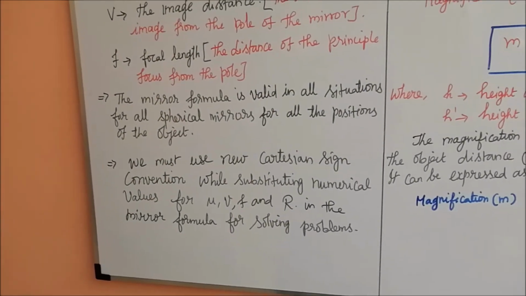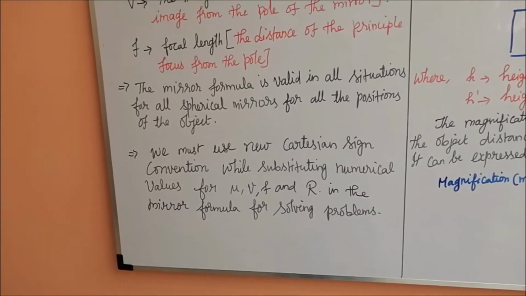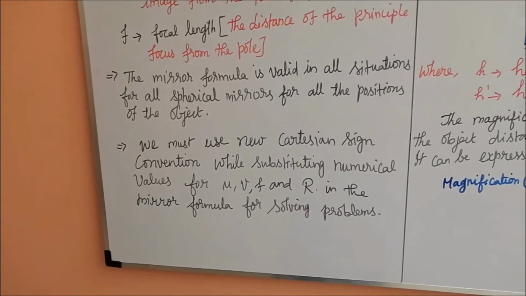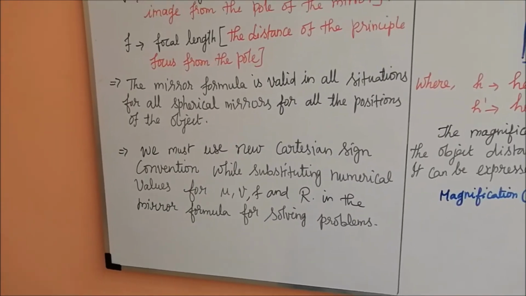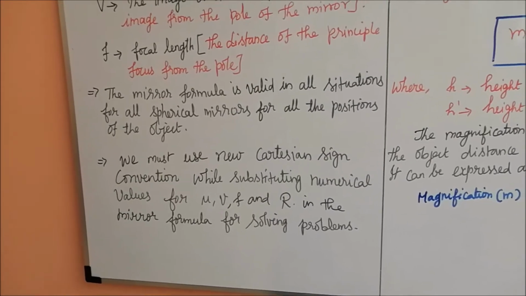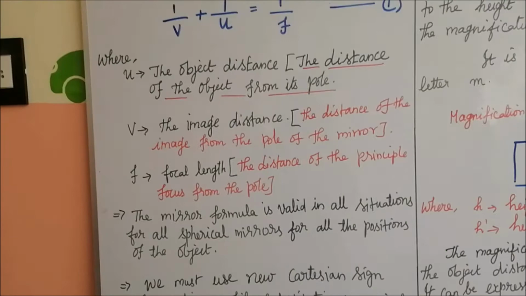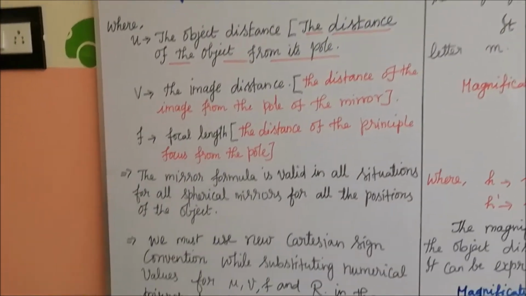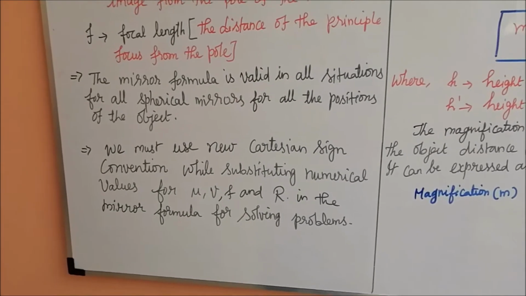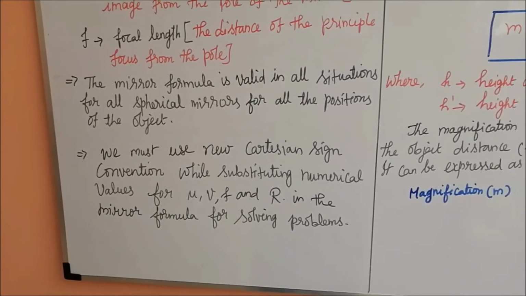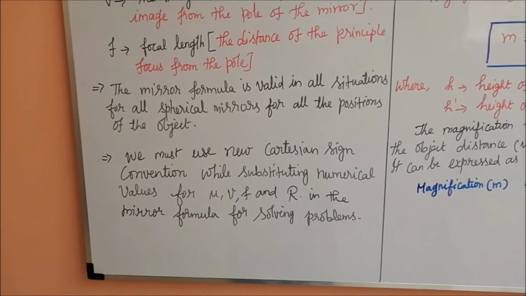We must use new Cartesian sign conventions while substituting the numerical values of U, V, F and R. That is the object distance, image distance, focal length and the radius of curvature R. In this formula we don't have R, but we mention R here. We know that the focal length is half of the value of the radius of curvature, which is used in the mirror formula for solving problems.